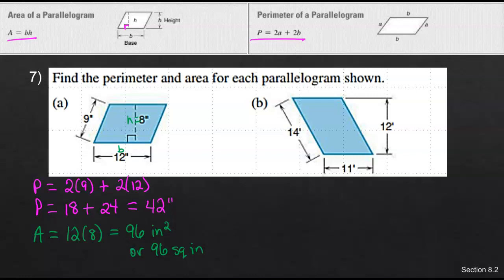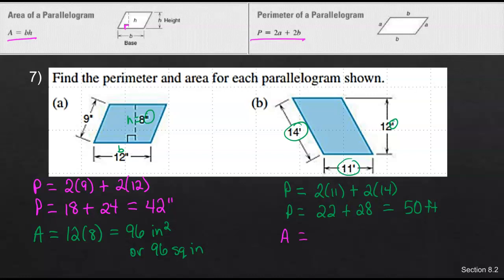On the second parallelogram, let's find the perimeter. So we have the length of our sides. We have 2 times 11 plus 2 times 14, which gives us 22 plus 28. So my perimeter is 50 feet. And 1 mark means feet and 2 means inches.